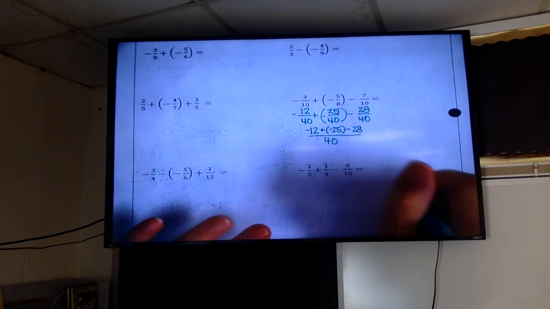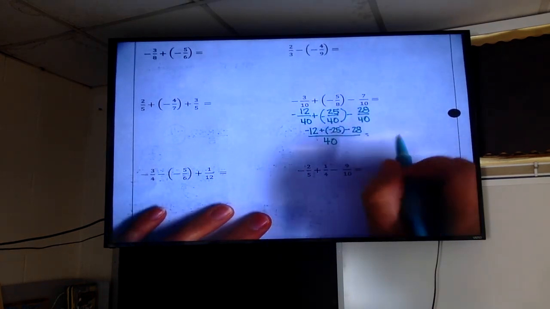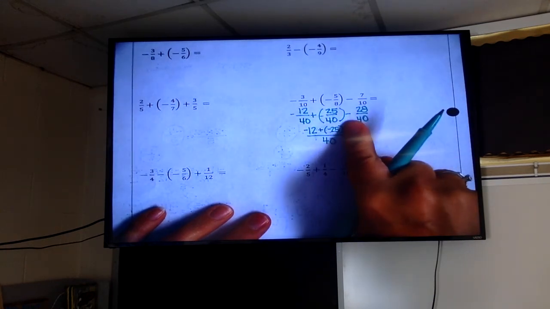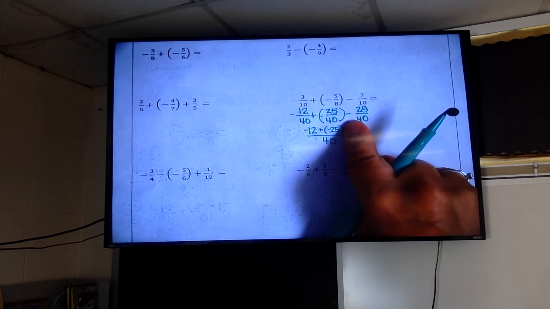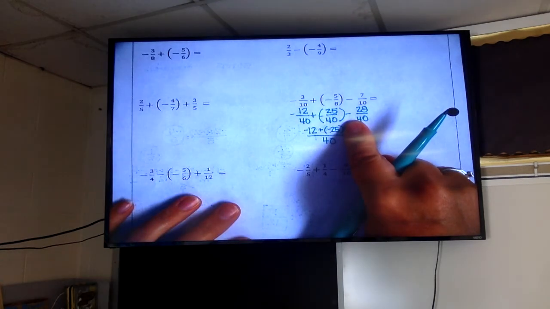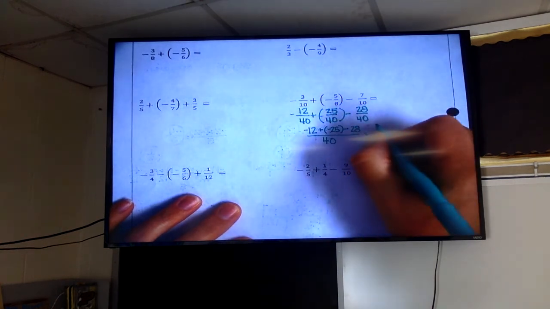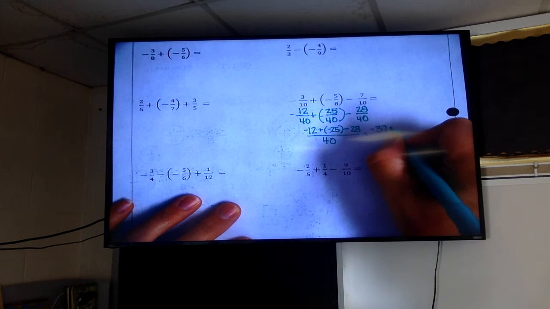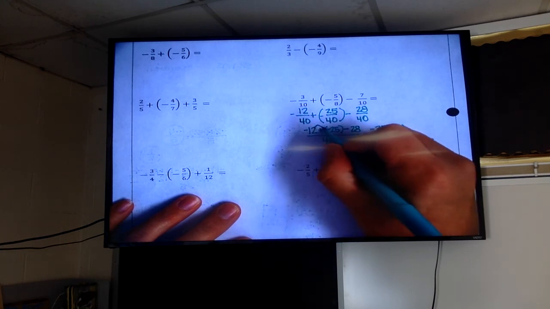So now it's kind of like a little bit of order of operations even in here. Okay, so I'm going to ignore the minus 28 for a second. So I have negative 12 plus negative 25. My signs are the same, which means I'm going to add them and get 37 and keep their sign. So I have negative 37 minus 28 all over 40. So all I did right there was this first step.